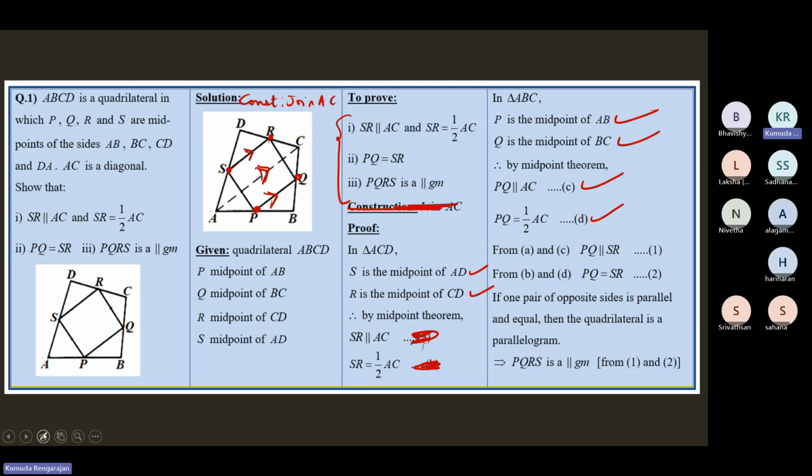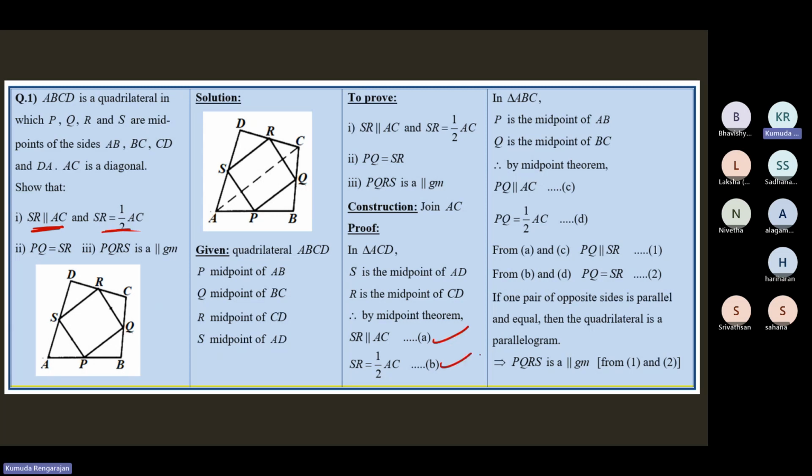Now, what is it we have to show? We need to show that SR is parallel to AC. That we've already done here: SR is parallel to AC, and SR is equal to half AC. It's already over. Then we need to show that PQ is equal to SR.